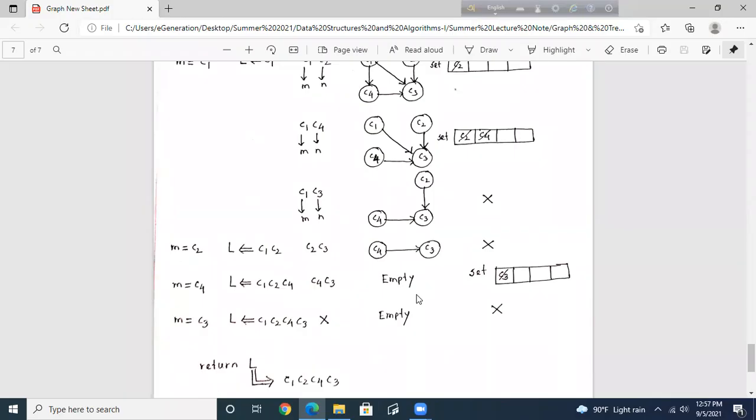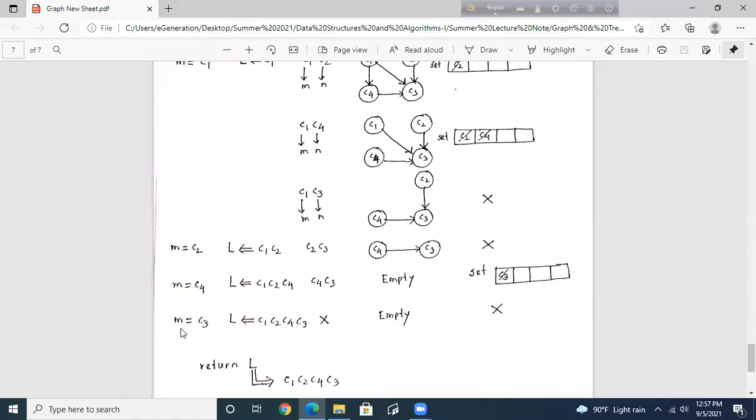Since our graph is empty, now dear student, you have to check whether there is any incoming edge towards C3. No, the graph is not available, so there is no incoming edge towards C3. Since there is no incoming edge towards C3, you can write C3 into the set. I have written C3 into the set. So now the set contains C3.